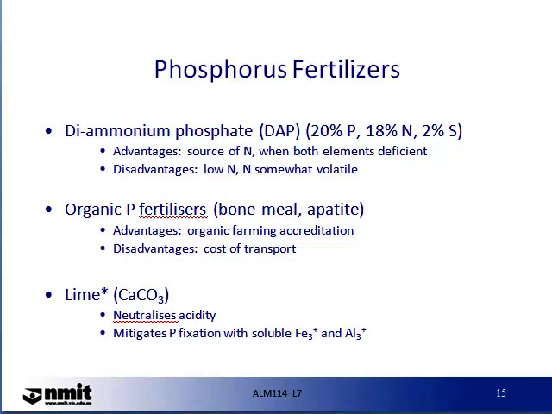Organic phosphorus fertilisers are such products as bone meal. The advantages are that they are okay for organic farming accreditation and may help build up your micro community as well. The disadvantage is the cost of transport and of delivering these fertilisers on the field, as special infrastructure is required. The third fertiliser discussed on this slide is that of lime or calcium carbonate. This has the advantage that it neutralises acidity and it mitigates phosphorus fixation with soluble iron and aluminium.